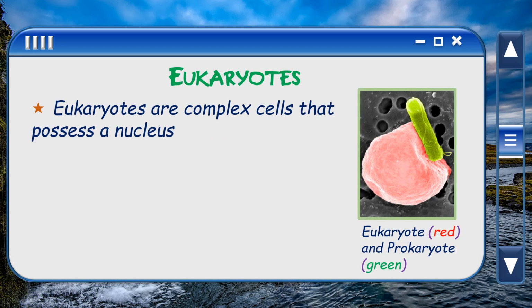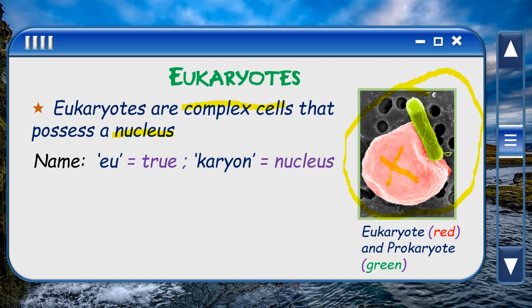Now we want to look at eukaryotes. Eukaryotes are complex cells that possess a nucleus. Here, on the side, we have a eukaryote cell which is red, and a prokaryote which is green.